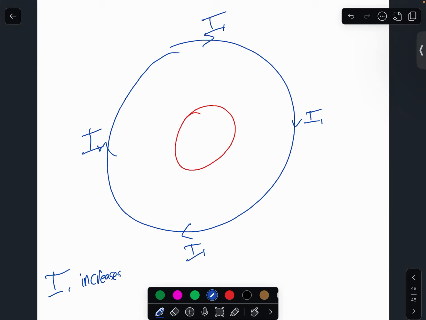The flux is either in or out. The flux is not clockwise or counterclockwise. The field is straight if the current is loopy.